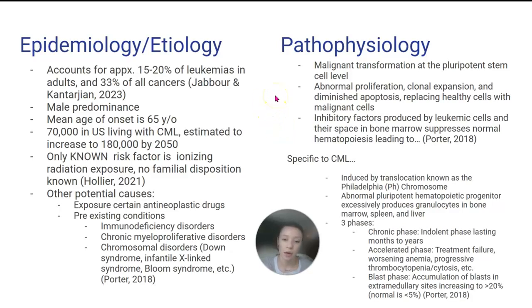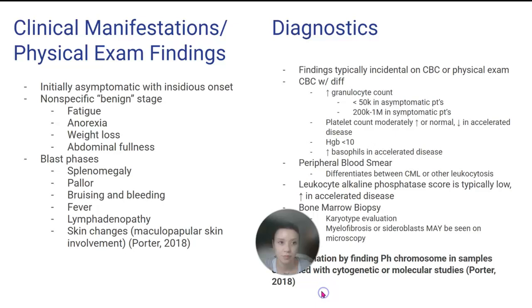As far as CML specifically, we are looking at the translocation known as the Philadelphia chromosome. It's an abnormal pluripotent hematopoietic progenitor that excessively produces granulocytes in the bone marrow, the spleen, and the liver. And there are three different phases within CML as well.